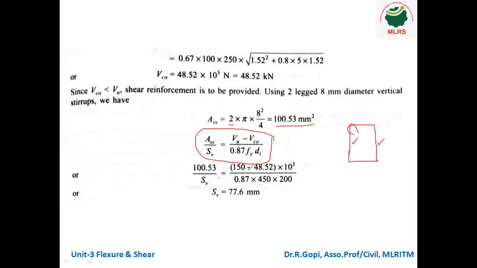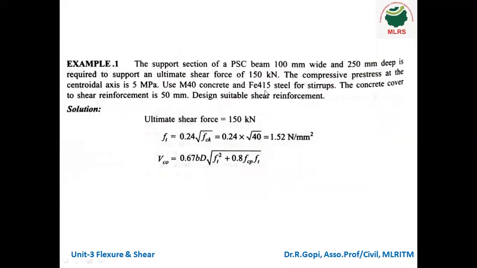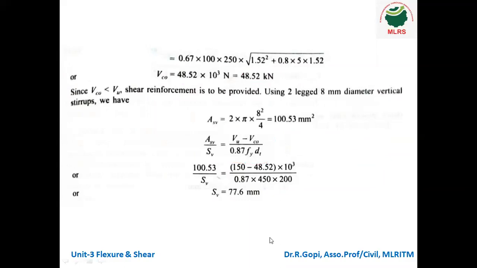Next, Vu minus Vc0. Vu is 150, it is given in the question, the ultimate shear force. Vc0 is 48.52 into 10^3. We converted it in terms of Newton; it was in kilonewton. Divided by 0.87 into fy. What is the grade of steel? We have to use 415. Here, students, one small correction: this is not 450, this is 415. Please make the correction. It is 415 into dt.